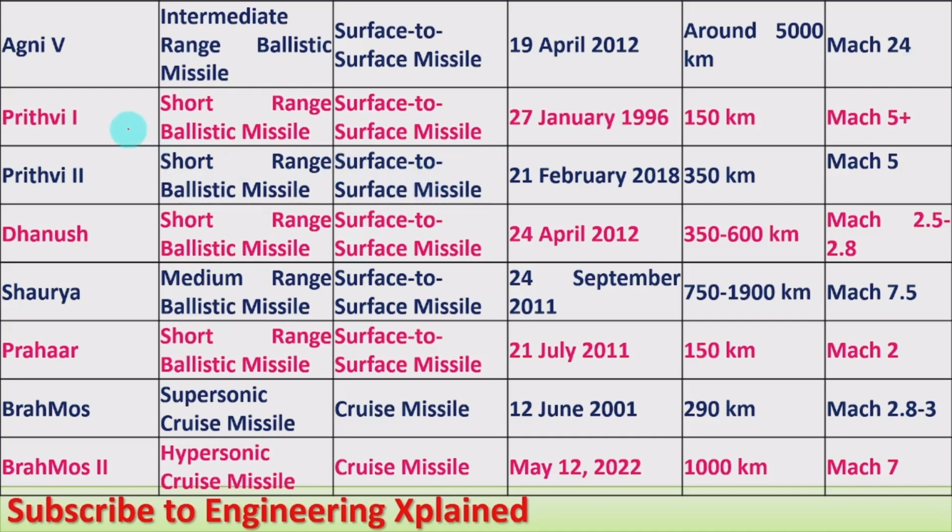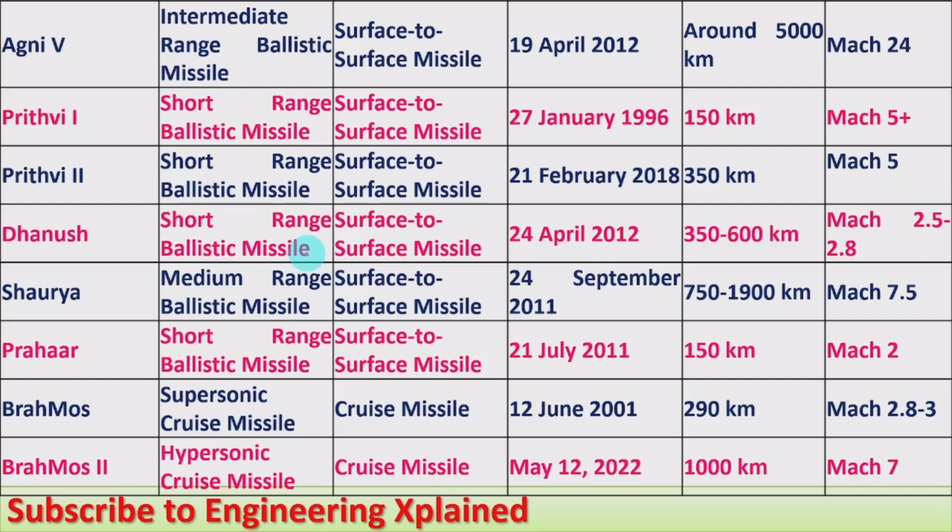Next one, Prithvi 1 short range ballistic missile, surface to surface missile it is, launched on 27th January 1996, 150 km range, Mach 5 plus its speed. Prithvi 2 short range ballistic missile, surface to surface missile it is, launched on 21st February 2018 and range is 350 km. The speed is Mach 5.